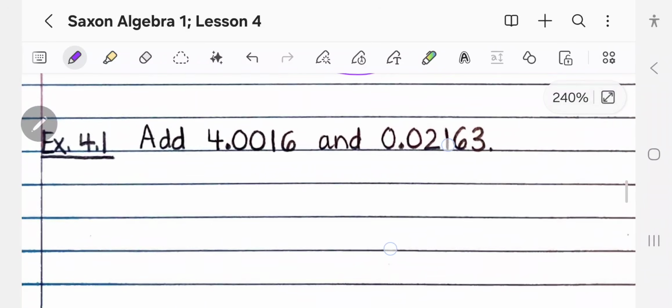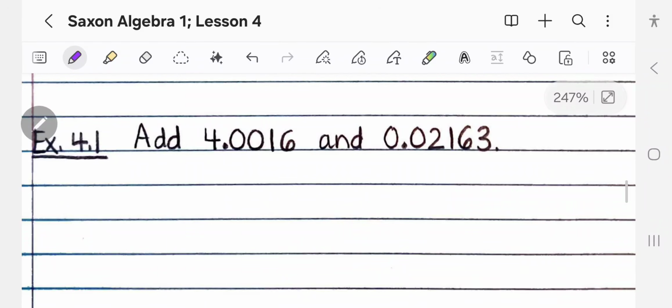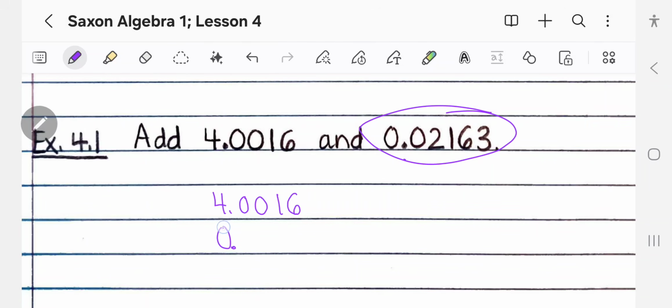Example 4.1. Add these two decimals. Now, these decimal numbers are bigger than our common use of money, right? You see gas prices that go an extra place value, I believe, don't they? But we can still apply the same thing. I'm going to copy that one down, and then I'm going to take this one, and I'm going to start copying. I'm going to make sure the decimal lines up. Okay, so I'll put a 0 in front of it, and then start copying from there. 0, lining them up. 2, 1, 6, 3.